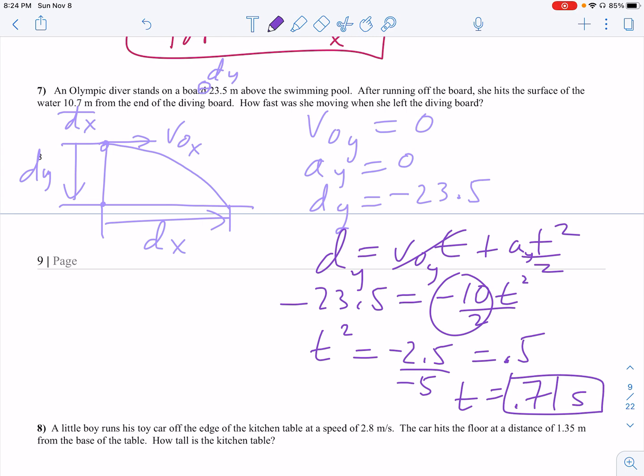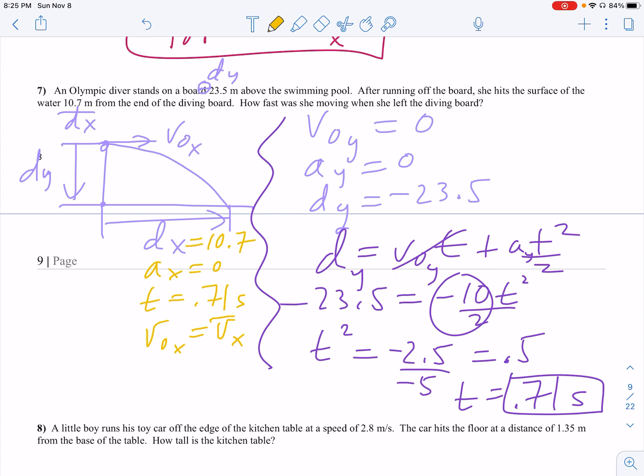So now we're going to do the x values. So I have dx is equal to 10.7. I have ax equals 0. I got the same time as before for the y values because that's shared. And so I should be able to find the VOX because doesn't that equal average VX, right?